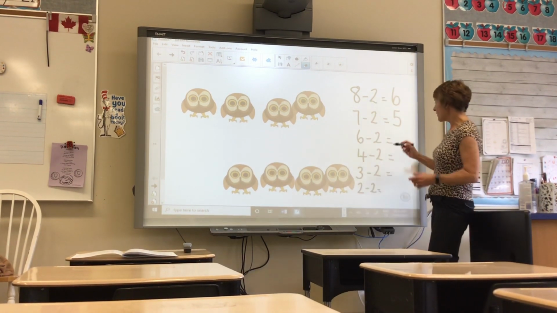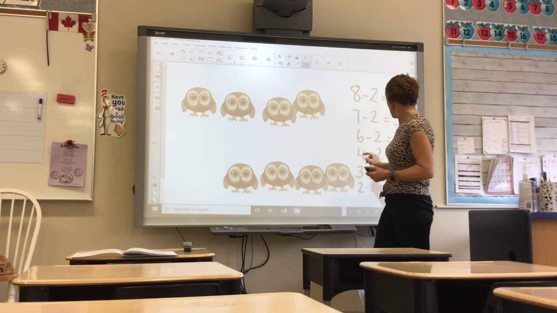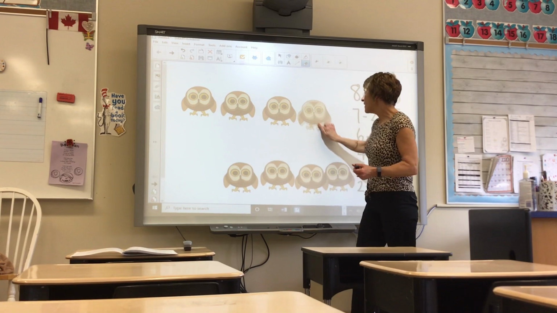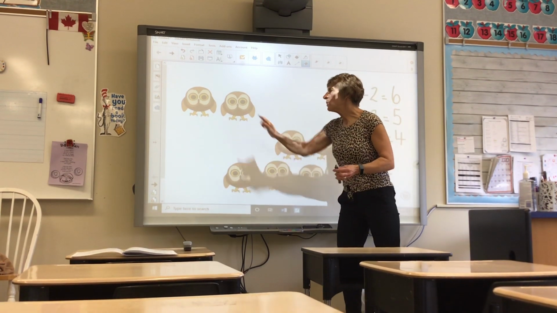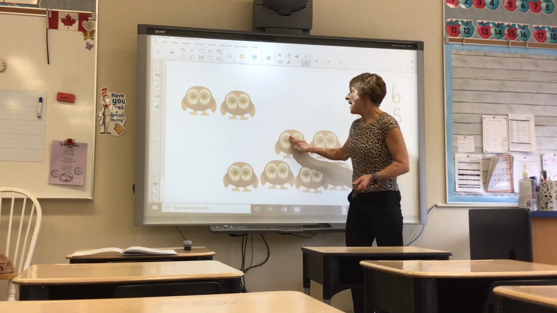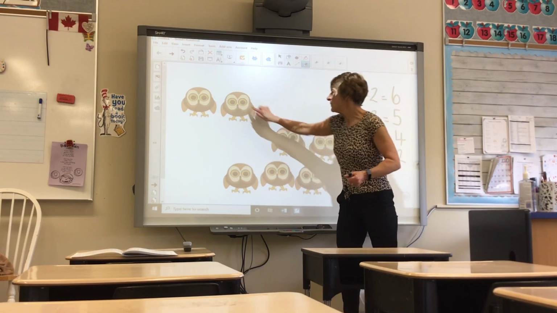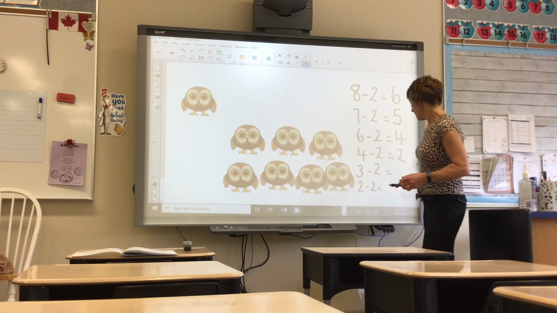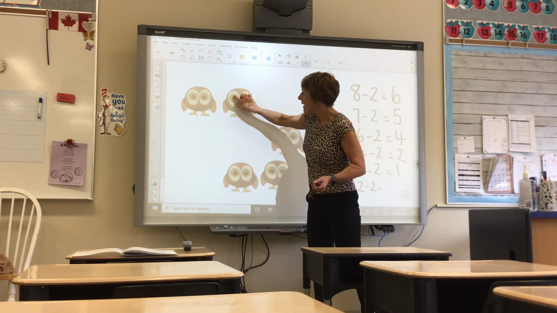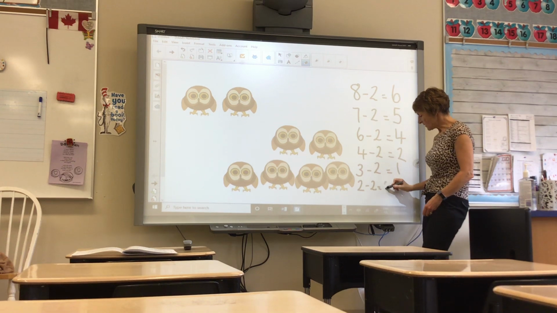If we have 6 and we take away 2, we're going to be left with 4. And if you have, oh, I missed one, kindergarten, I didn't put 5 in here, but let's say if you have 4 and you take away 2, you're going to be left with 2. And if we have 3 and we take away 2, you're left with 1. And if you have 2 and you take away 2, you're left with 0.